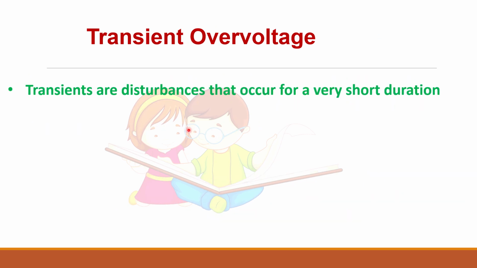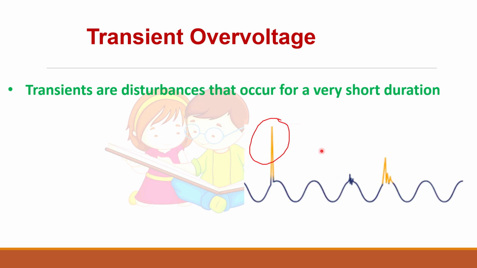Next, we will see what is this transient over voltage. The word transient means short time or short period. So transients are disturbances that occur only for a very short duration. If you see in this sine waveform or power supply waveform, there will be small spikes here, which we call transients. This occurs only for a very short period. So these are called transient over voltages.